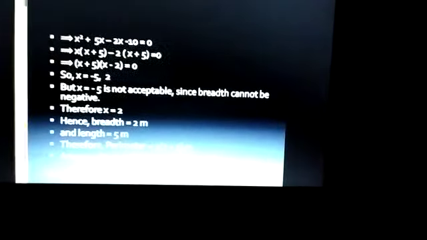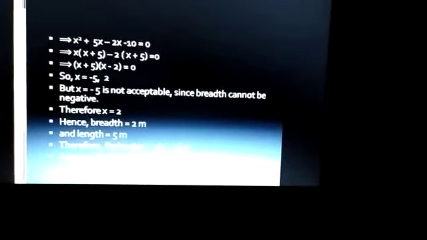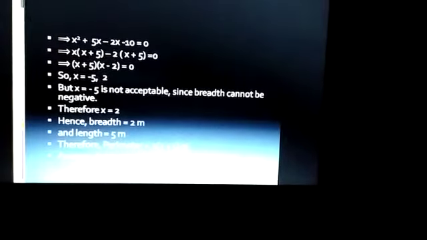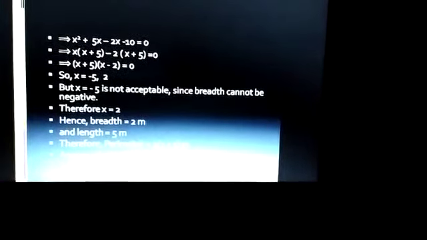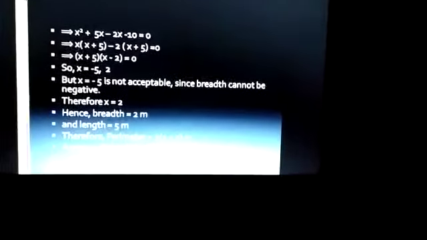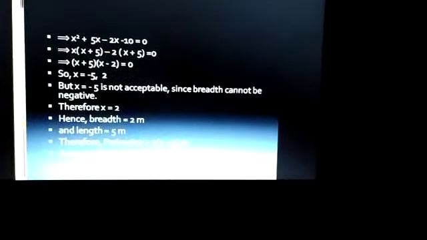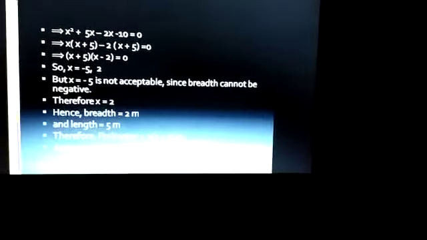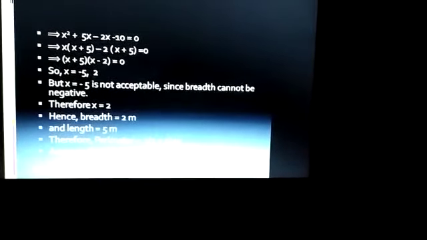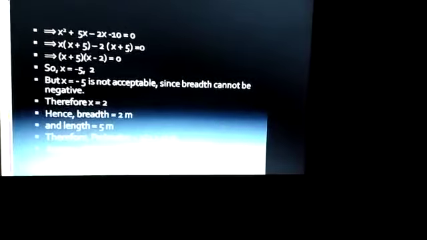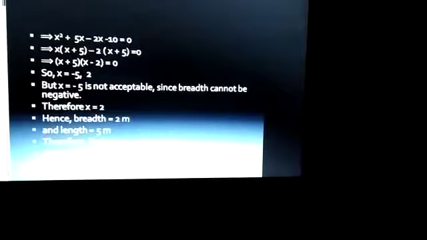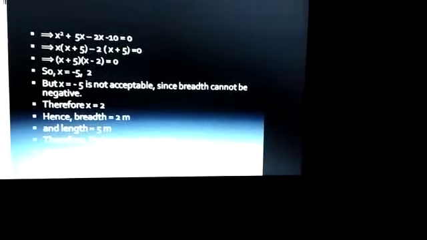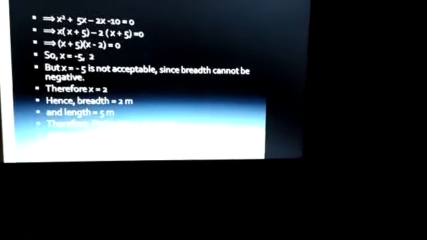But since x is the breadth of the rectangle and it cannot be negative, we have to ignore it. So we accept x equal to 2 meter, which is the breadth of the rectangle, and the length of the rectangle is 5 meter. Now they have asked us to find the perimeter of the rectangle. So when we substitute 2 and 5 in the formula of perimeter, which is twice length plus breadth, we get the answer as 14 meter. So our final answer is 14 meter.